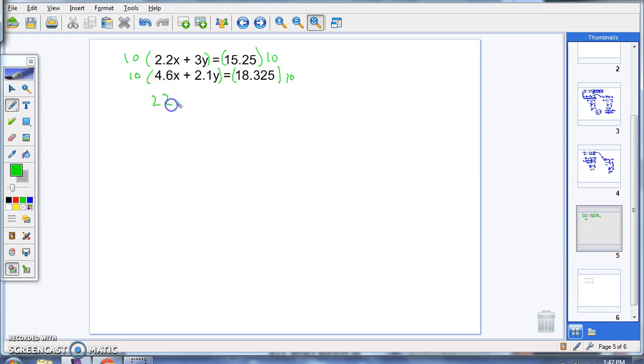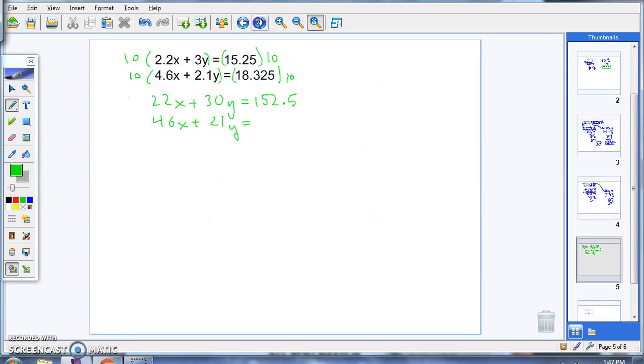So it's 22x, I know I'm using green this time, plus 30y is equal to 152.5. And then down here it's 46x plus 21y is equal to, oh, you know what? I just had a thought. So this is what happens when you make a mistake. Nope, don't do that, Tom. Do this.